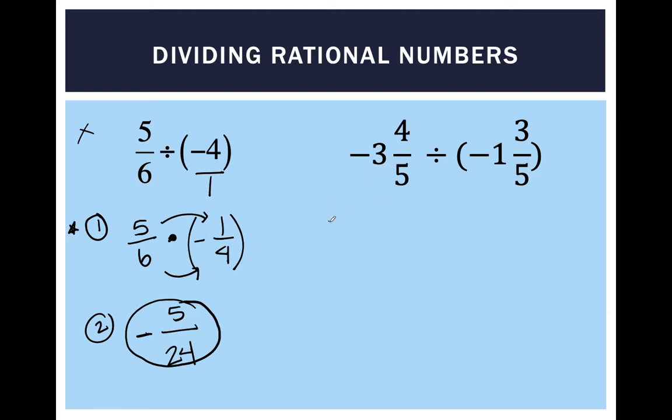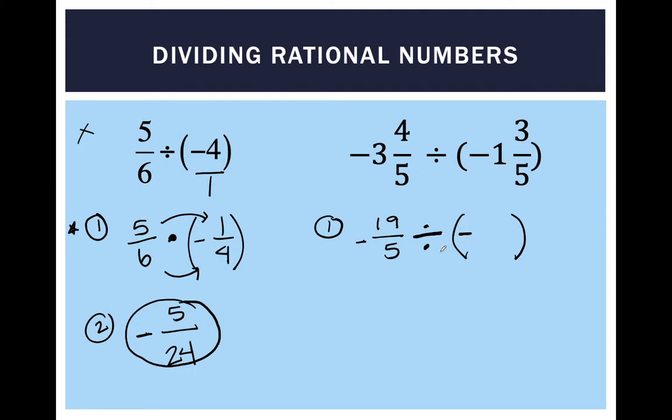In this example, we're going to start by step 1, converting both of these mixed numbers to improper fractions. So 3 times 5 is 15, plus 4 is 19. So this is negative 19 over 5. I am not going to flip this just yet because I am not changing the problem. I'm not doing keep, change, flip yet. I just need to first convert this mixed number to an improper fraction.